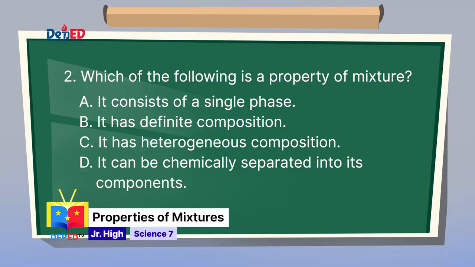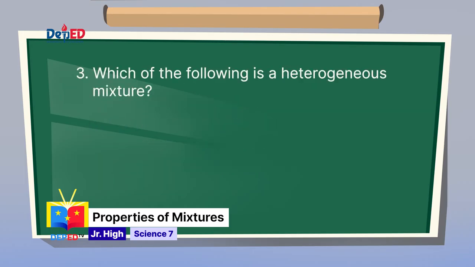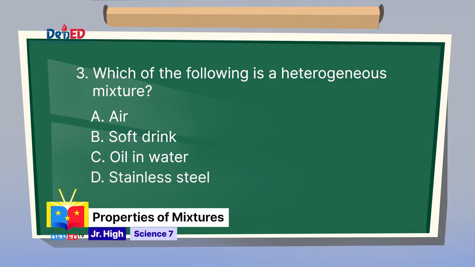Mixture is a category of matter that can be chemically separated to its components. That's letter D. Number 3. Which of the following is a heterogeneous mixture? A. Air. B. Soft drink. C. Oil in water. D. Stainless steel.